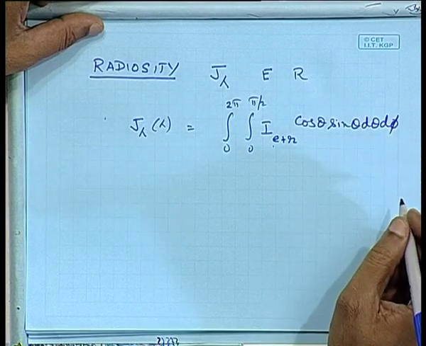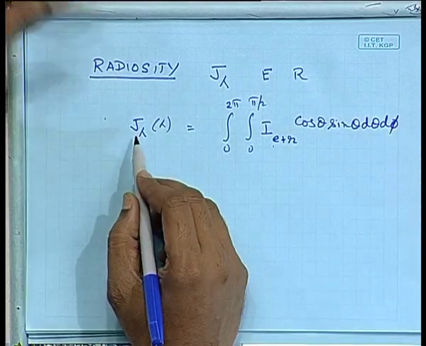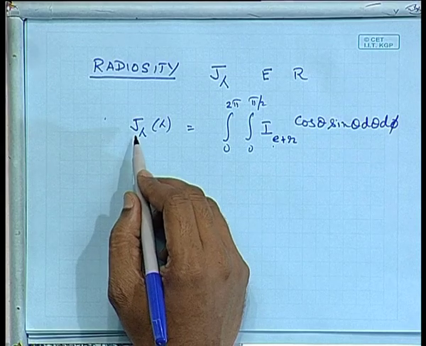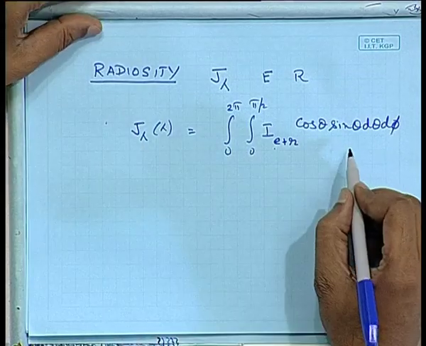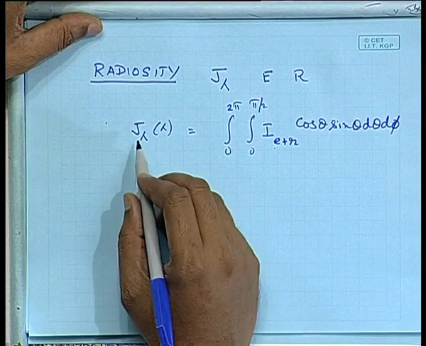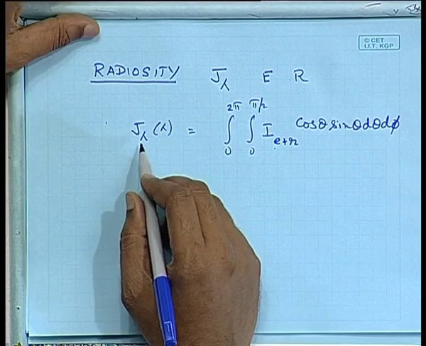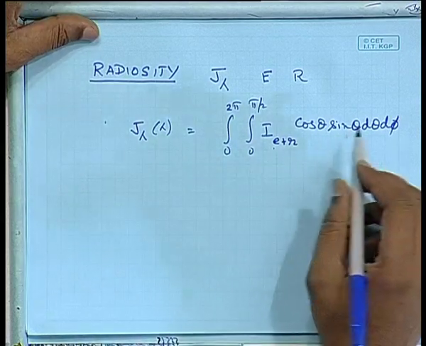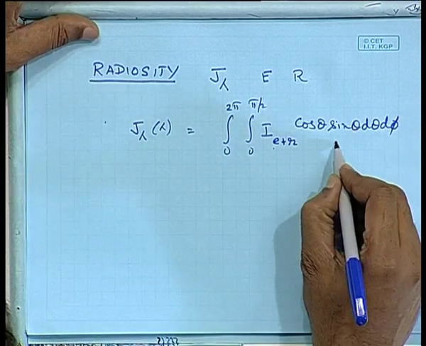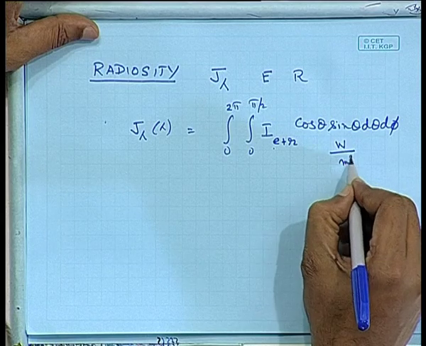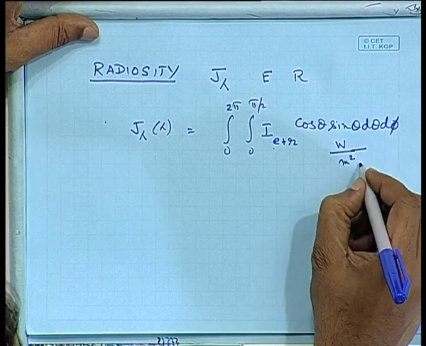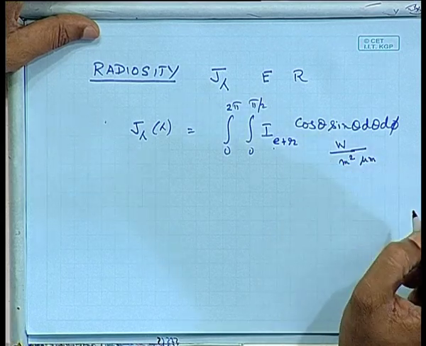And since it's the amount of spectral energy flux that you are going to receive, what would be the unit of this? The same as E lambda. So, it would be watt per meter square, and since it's spectral, there is going to be a micron as well.